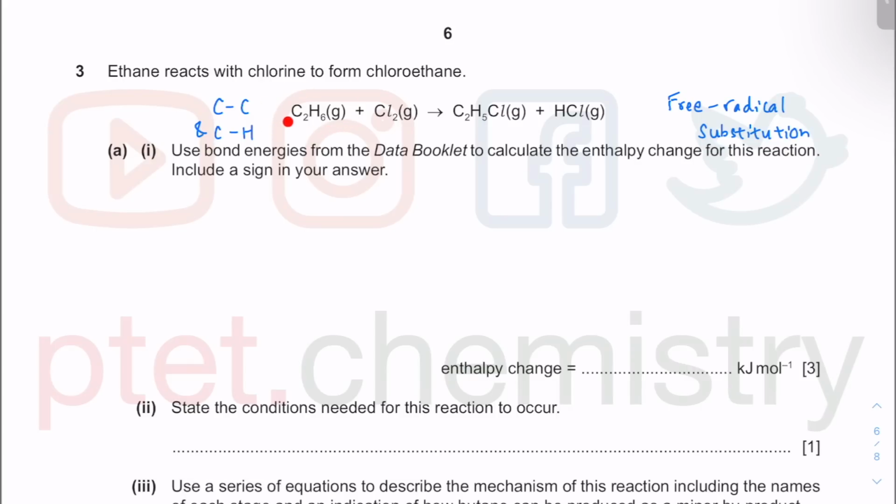Neither do you have a double bond that can attack electrophiles. So the only thing you can go through is substitution, and you're going to substitute out with free radicals. That's why it's called the free radical substitution mechanism, as you have learned in your AS case study mechanism.